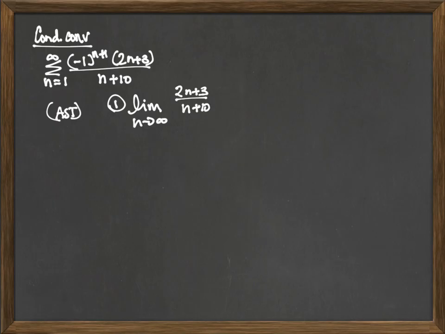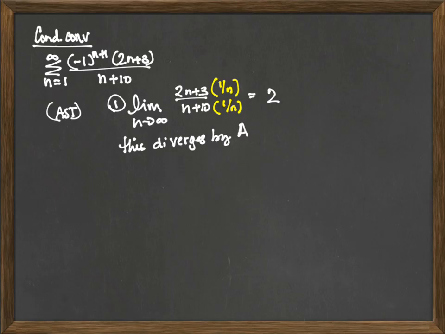And we've already done that, haven't we? This is 2. I'm not going to write it out again because it's all the same steps. We've already tested that this limit is 2. What does that tell us by the alternating series test? Right. So this diverges by the alternating series test.